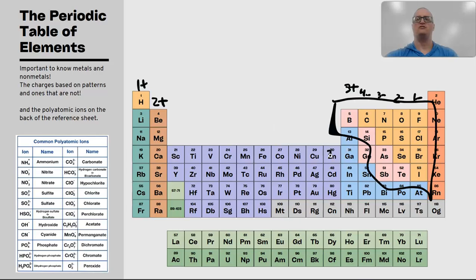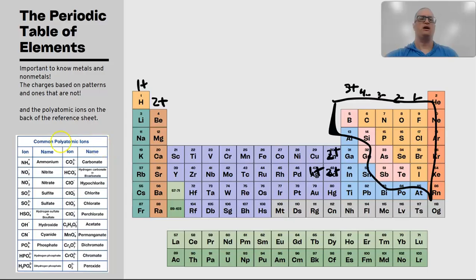There's also a few in here. Zinc has a 2 plus. Cadmium also has a 2 plus. Silver has a 1 plus. These other ones can have multiple charges. So if they can have multiple charges in the middle, then we need to figure out what those are.